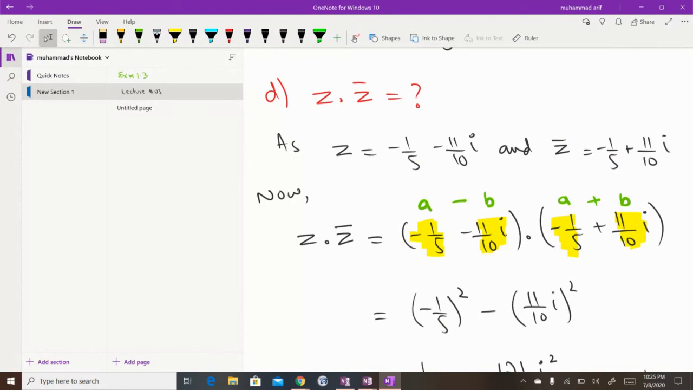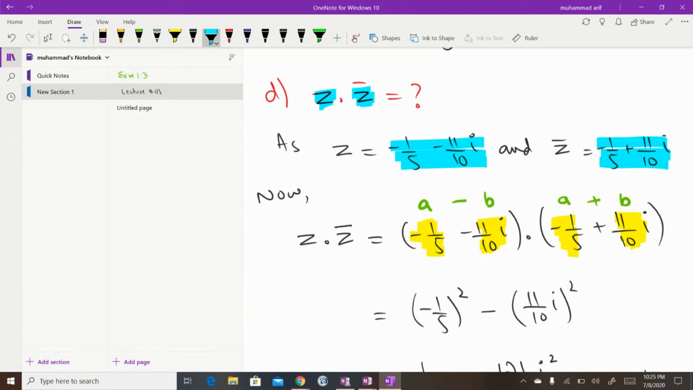Okay. Here we have to multiply z with z conjugate. Here you see that we are to multiply z with z conjugate. As we know that z is equal to 1 over 5 negative 11 over 10 iota. And what is the conjugate of z? The conjugate of z is negative 1 over 5 plus 11 over 10 iota.